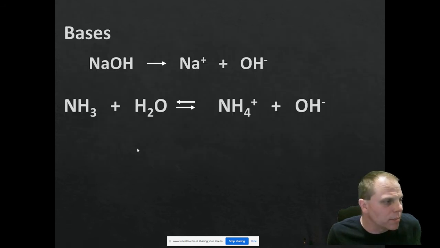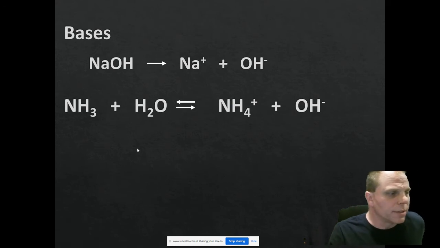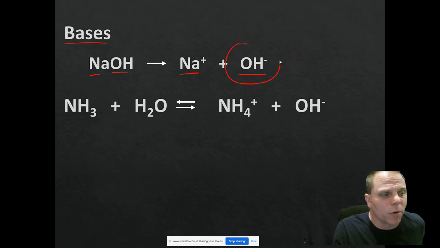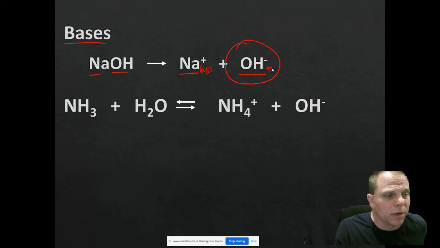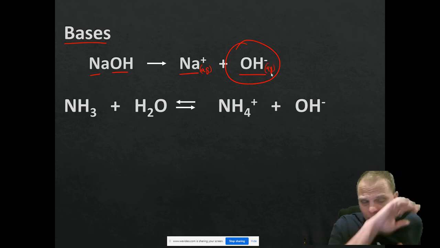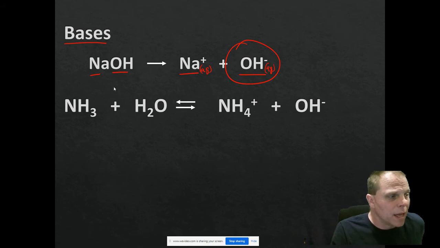All right, so let's go on to bases. Let's look at what happens when we form a base. Here I have sodium hydroxide, and it's going to split apart into the sodium ion and the hydroxide ion. A base is something that's going to form hydroxide ions in solution. So when I put sodium hydroxide in water, it's going to make these two little ion solutions. I'm going to put AQ here to show that it's in water. Those separate and split apart.